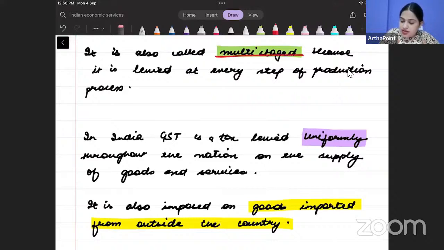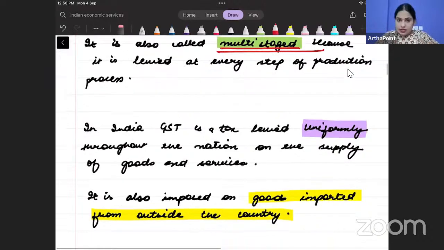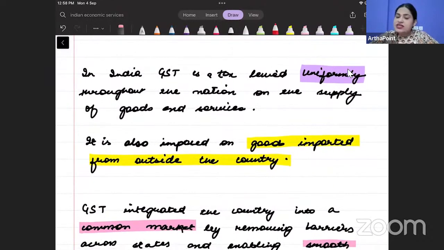So underline multi-staged. Okay, now let's go ahead and read it further. In India, GST is a tax levied uniformly throughout the nation on the supply of goods and services.